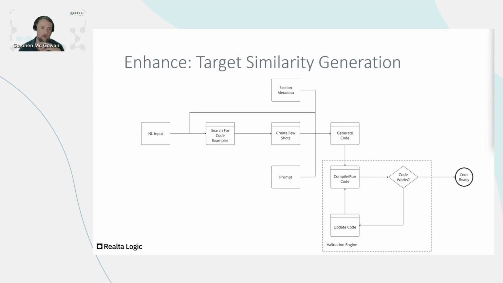And when we do that, we're dynamically creating those few shots and using that to generate code, and then passing it through a compiler step, where we're running it through a compiler, seeing if it works. If it doesn't, we pass it back and get the model to continue to try and fix any issues in its code until it generates actual code at the end.